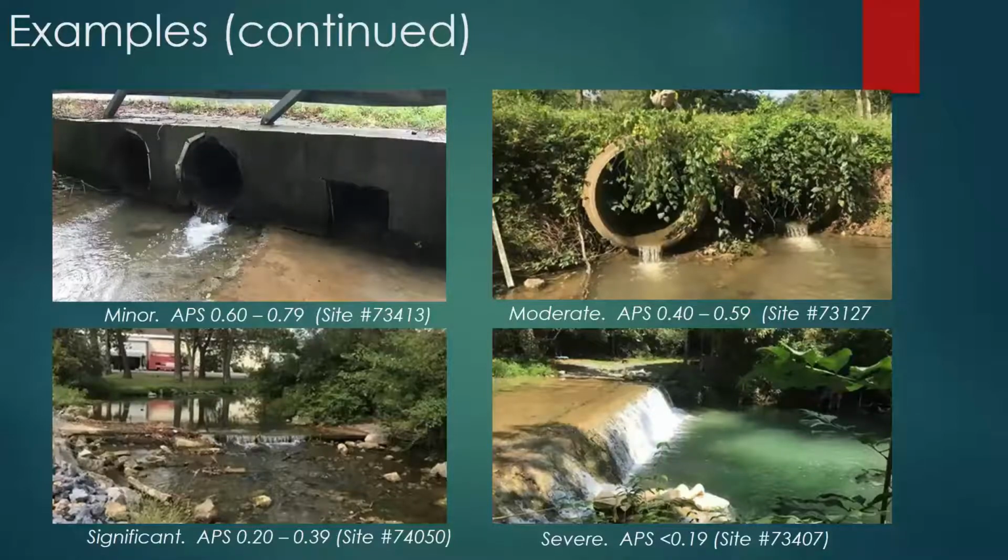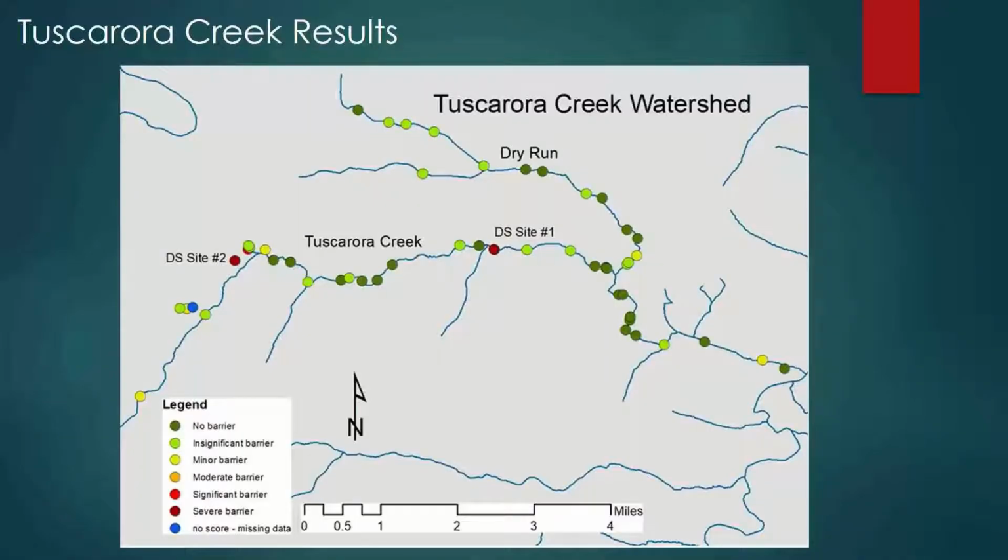I wanted to give everybody a map view of what this looks like, all 109 surveys we did. So we'll look at a map of Tuscarora, and then we'll look at a map of Mill Creek. First, with the map of Tuscarora, you can see, I think, a great takeaway. Dark green means no barrier, light green means insignificant barrier. A nice takeaway of this is that we're seeing a lot of green. So a lot of our culverts within the Tuscarora Creek watershed are in good condition in terms of aquatic passability.